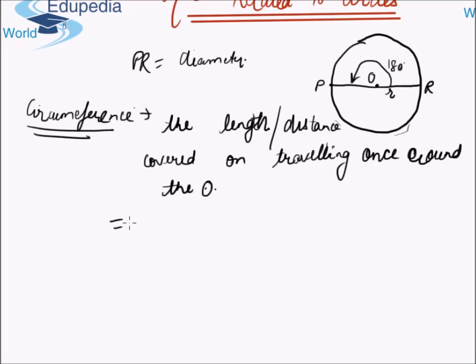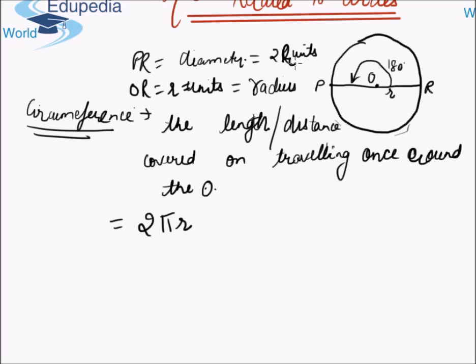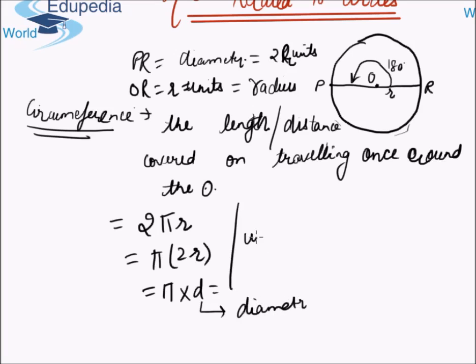It is given by 2 pi r, where OR is equal to r units, the radius, and the diameter is 2r units. So it is also pi into 2r, that is pi into d, where d is the diameter. The units will be centimeter or meter or millimeter, nanometer, kilometer, and so on.